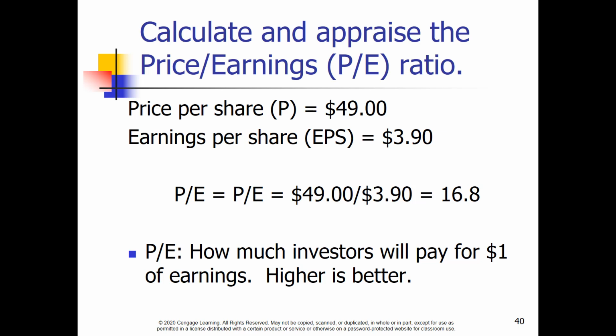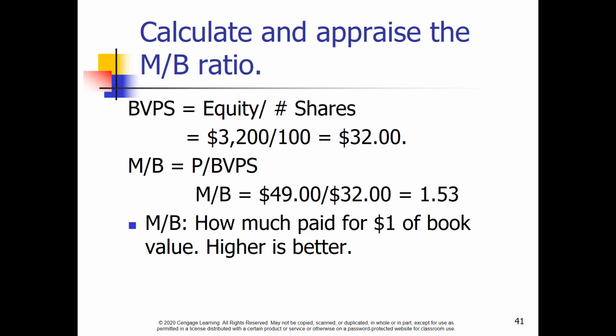The price-earnings ratio is widely used as an indicator of expected growth for the firm. With an expected market price for 2020 of $49 and expected earnings per share of $3.90, the firm's P/E ratio is 16.8. Book value per share comes straight from the balance sheet line, total common equity divided by shares outstanding. Market to book value gives us an idea of how the market perceives management's performance. Market to book in a healthy firm should be above 1.